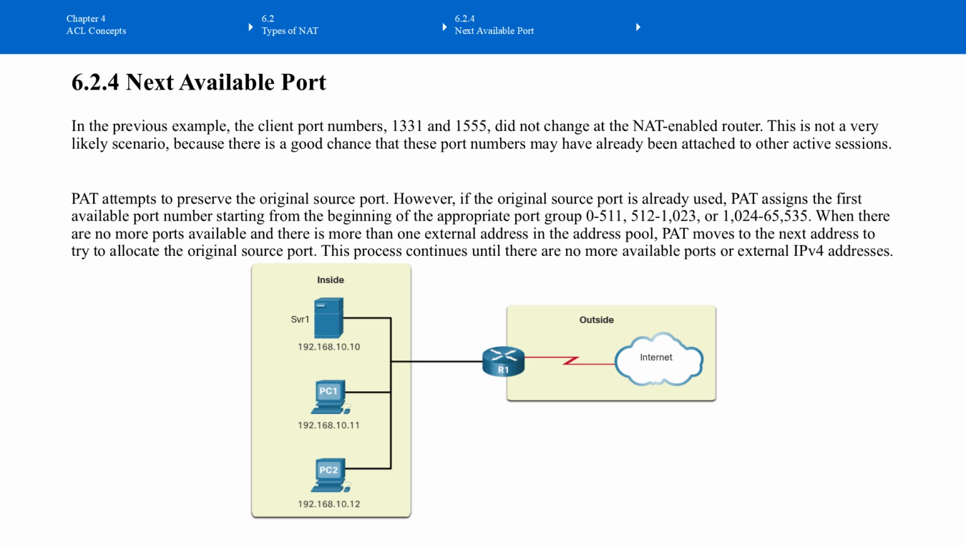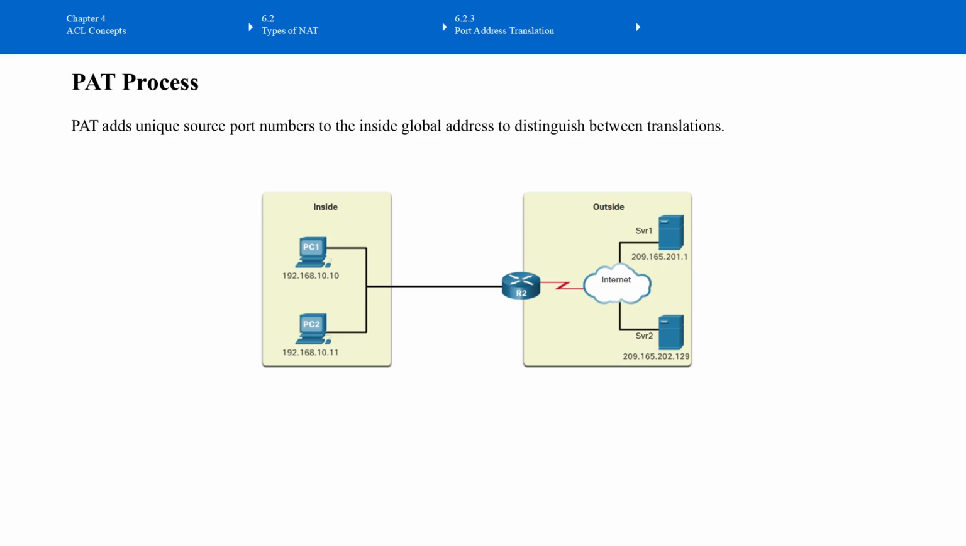If PC2 later accessed the internet, R2 could assign it the next available address. So 192.168.10.11 will become 209.165.200.227. In this example, PAT has assigned the next available port, 1445, to the second host address.